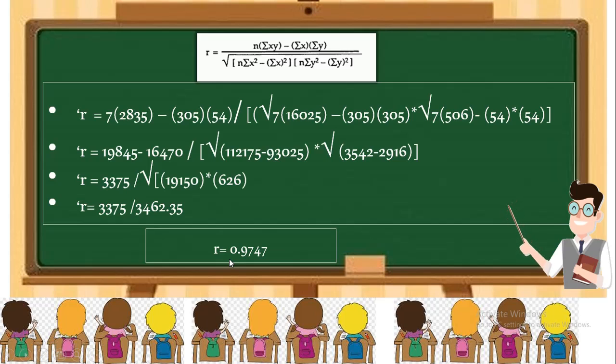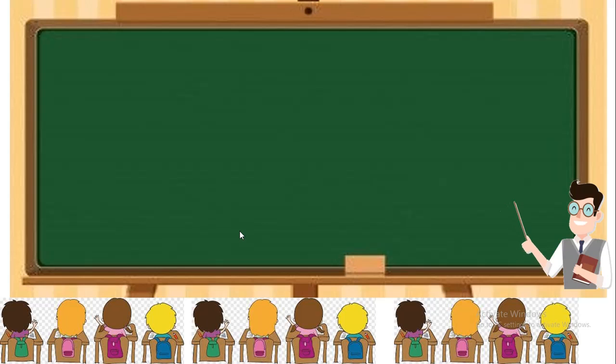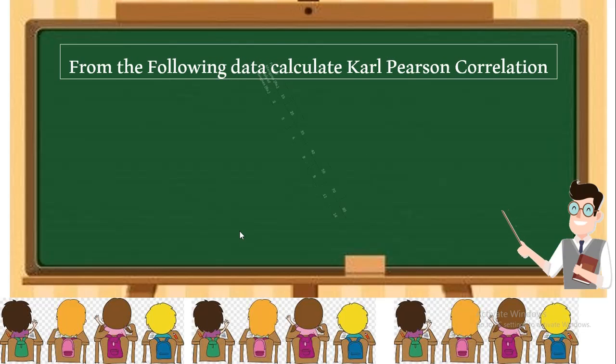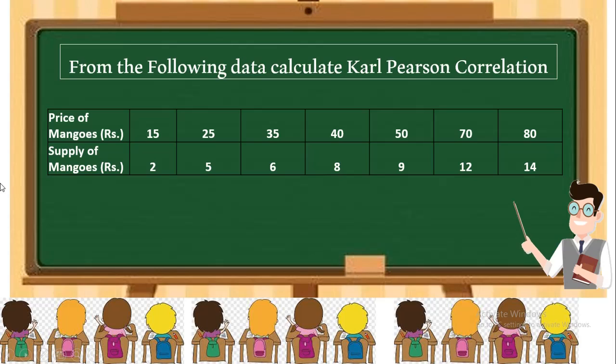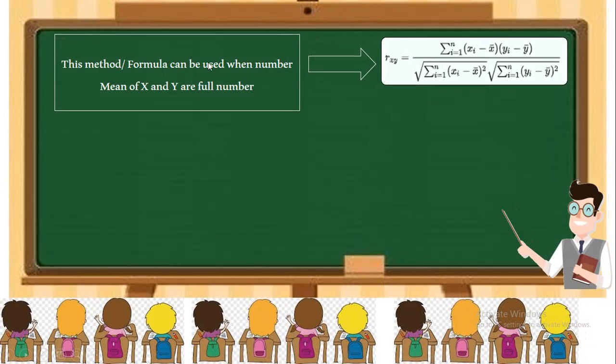Now suppose if you want to calculate the same question, some figures can be changed, but if we want to use the x bar and y bar formula, then the question can be solved with the help of the x bar and y bar formula in the following manner. So we have changed some small figures. The prices of mangoes and supply of mangoes are given. This formula can be used when the means of both variables x and y are full numbers. It should be in full digit.